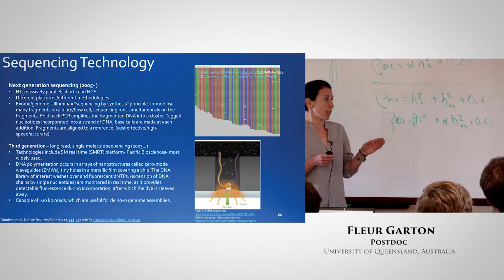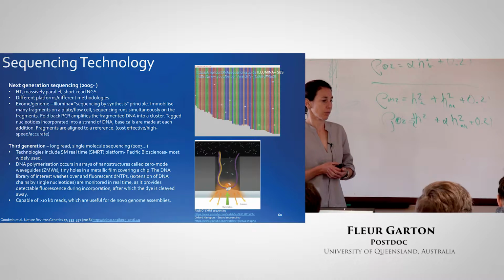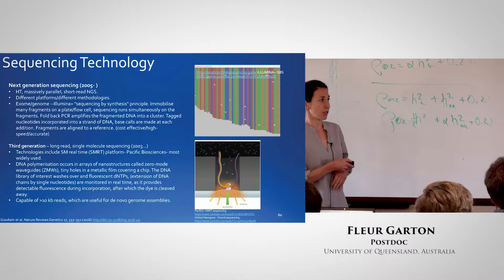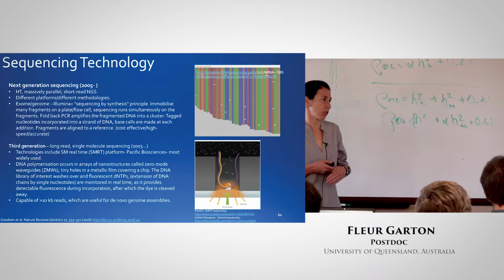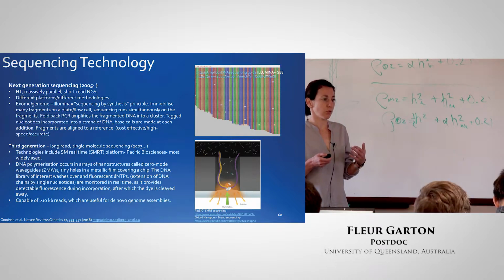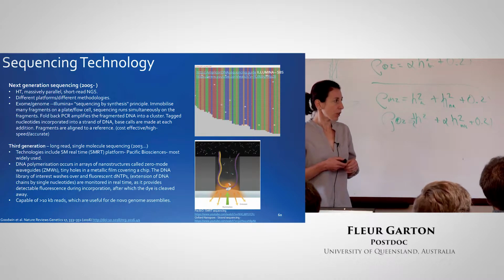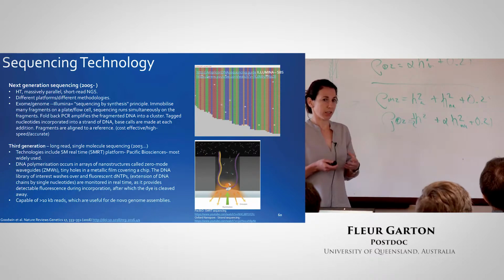So these fragments are then aligned to a reference, and as this picture here shows, this is some data from exome sequencing, but basically you'll have different coverage at each base that can allow you to make a call on how confident you are that that is the base. So this is extremely cost-effective, it's high speed, and it's quite accurate.